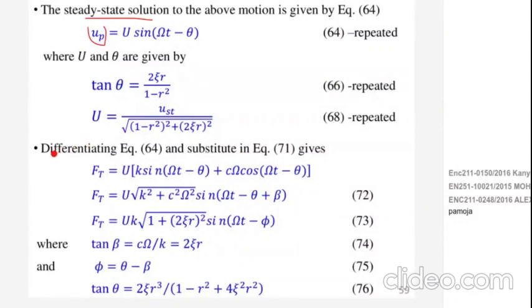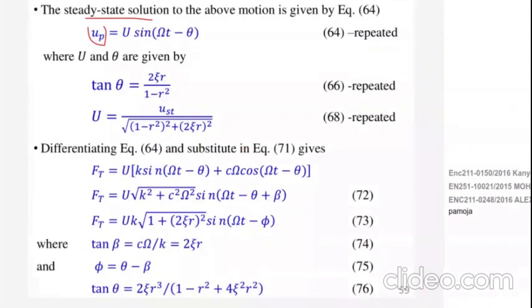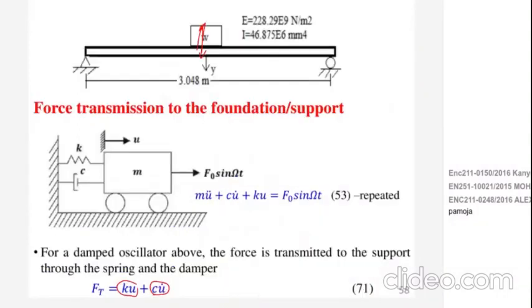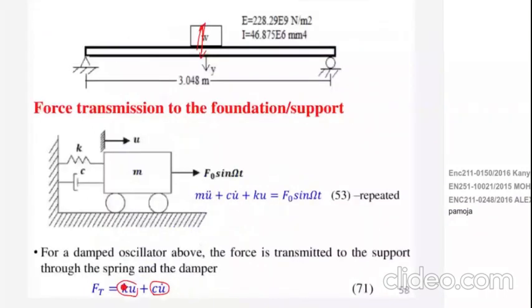Therefore, now, if you differentiate equation 64 and substitute in equation 71, remember you want to calculate the total force transmitted. So you want the solution U and the velocity. And we know the solution is this one, Up is equal to U as given. So we substitute this solution into that equation of F. To do that, we need to differentiate once so that we can substitute in this equation here, C times U dot.